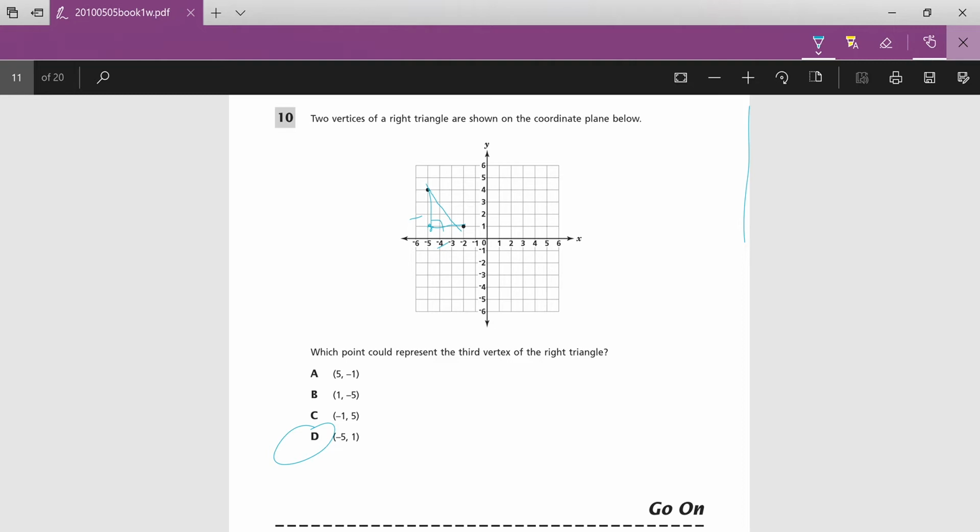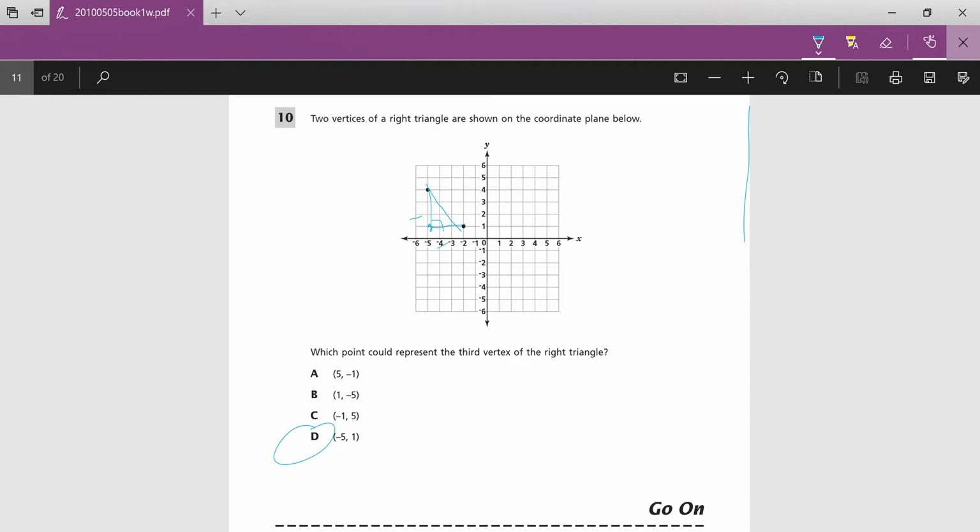Okay, so for question number 10, 2 vertices of a right triangle are shown on the coordinate plane below. So we have vertices are basically our points. If we connect our points, we see that it's a slanted line, and that would be our hypotenuse. A right triangle has 2 legs and 1 hypotenuse, so our other leg has to meet to make a 90-degree angle, because right triangles always have a 90-degree angle.